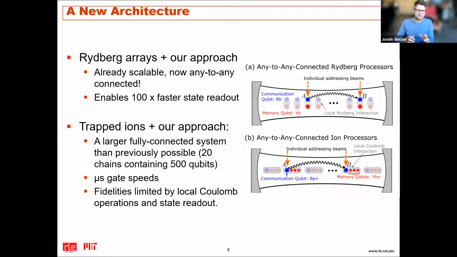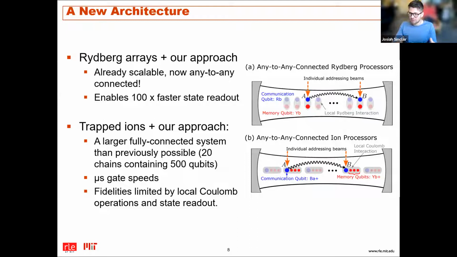On the trapped ion front, trapped ion chains are already any-to-any connected, but the chains are not able to be made much larger than about 20 qubits without big degradation in gate fidelities. And so the advantage of our architecture for trapped ion computing is that we show that you can connect up to about 20 chains containing about 500 ions with microsecond gate speeds and fidelities limited by the local Coulomb operations and readout inside a single cavity.